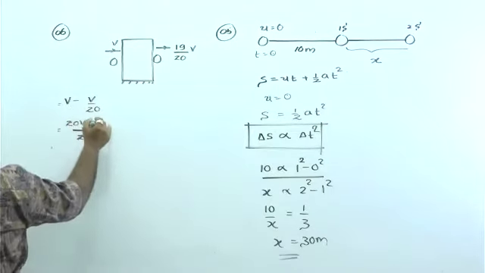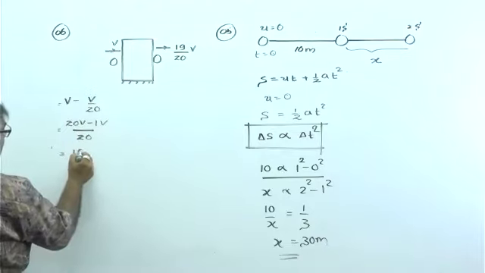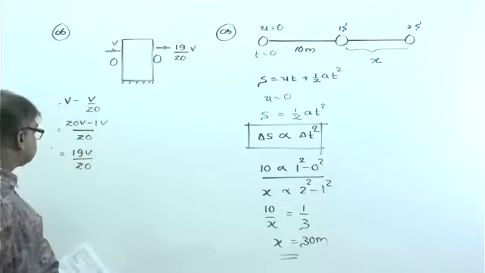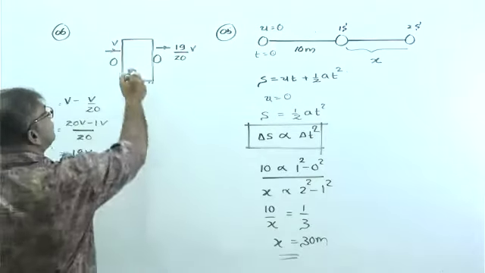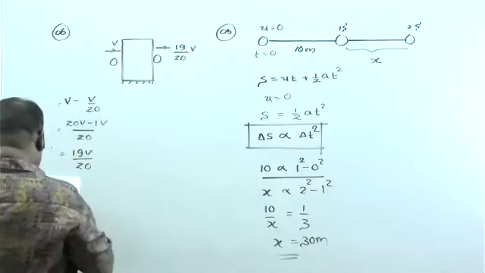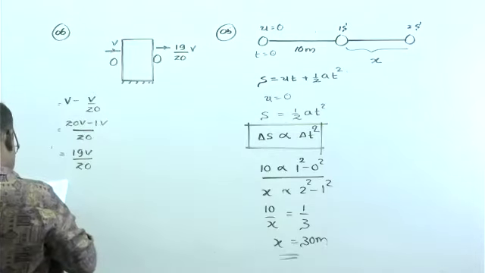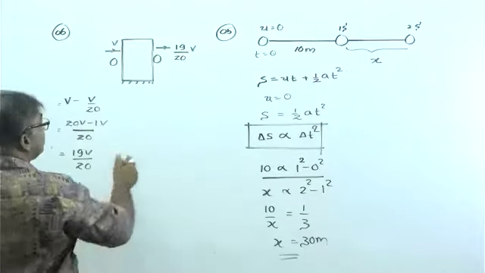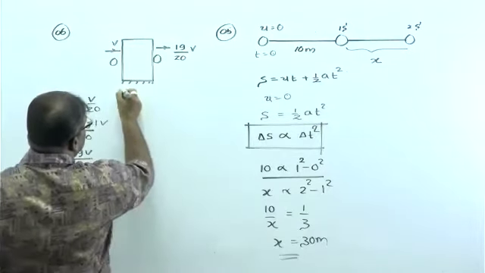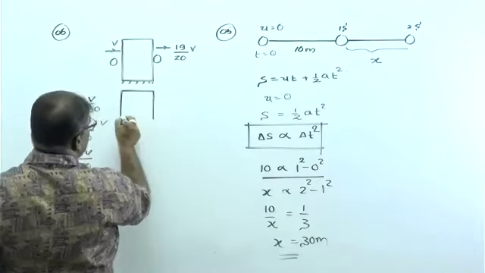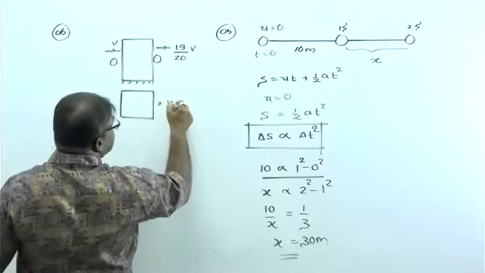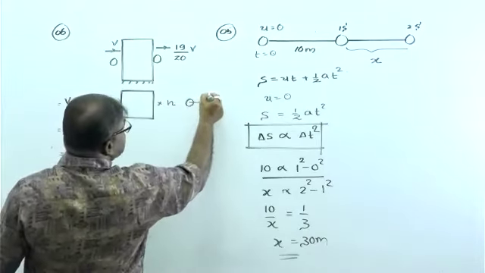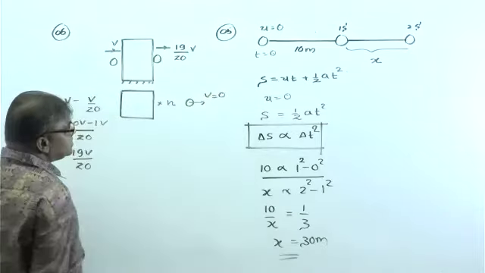20v minus 1v. It's 19v divided by 20. Clear with that? Right, done. Then output velocity is this one, right? Now you are asked to identify the least number of planks required to stop the bullet. If it is like this kind of n number of planks are needed to take the final velocity of the bullet to 0 at a certain position.